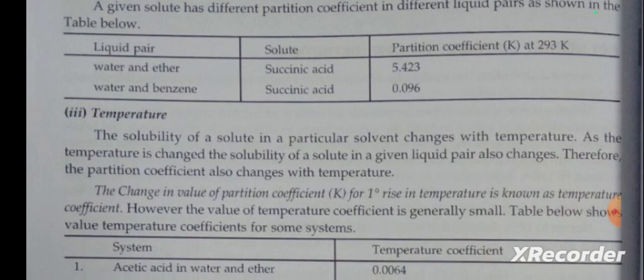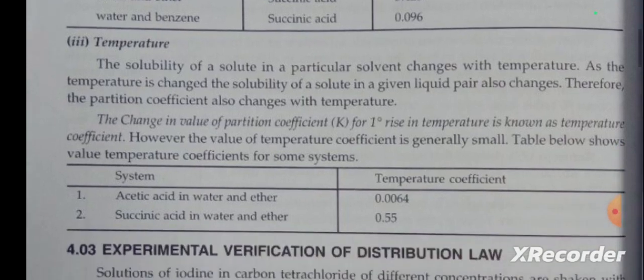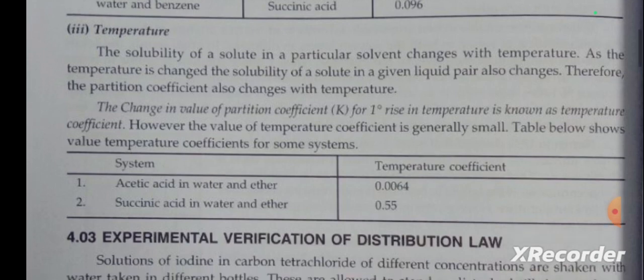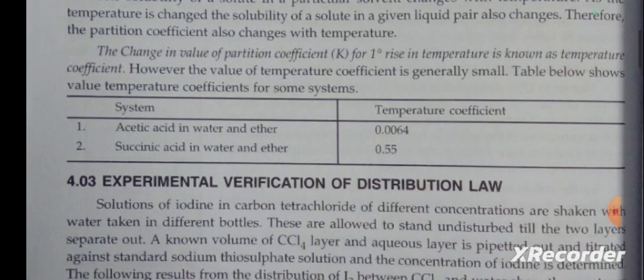Temperature: the solubility of a solute in a particular solvent changes with temperature. As the temperature changes, the solubility of a solute in a given liquid pair also changes. Therefore, the partition coefficient also changes. The change in value of partition coefficient for 1 degree rise in temperature is known as temperature coefficient. However, the value of temperature coefficient is generally small. The table below shows the value of temperature coefficient for some systems. Acetic acid in water and ether 0.064, succinic acid in water and ether 0.55.